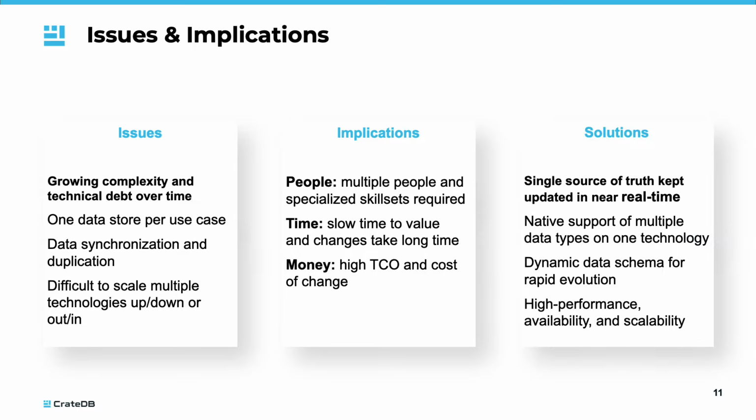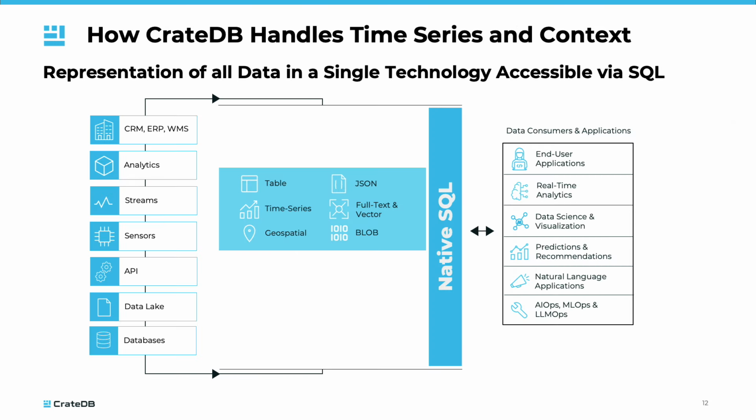The solution to these challenges lies in maintaining a single source of truth that is kept updated in near real time. This involves native support for multiple data types in one technology, accessible via standard SQL. A dynamic schema supports rapid application development and evolution, while high performance, availability, and scalability ensure that the system can handle the demands placed upon it. In this way, businesses can effectively manage time series data, reducing complexity, minimizing total cost of ownership, and accelerating time to value. This is exactly how CrateDB can help.